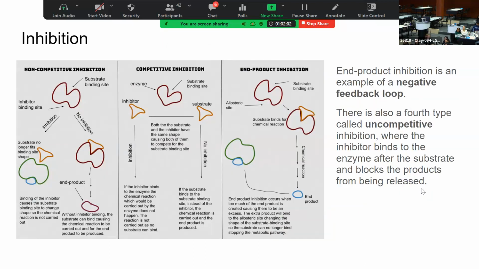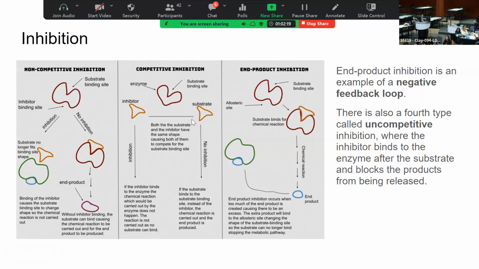Inhibition. This one's really important. Okay, listen up. So there's 4 types of inhibition. So you have non-competitive, which you can see here. There's something else that binds to a place that's not the active site, which changes the shape of the enzyme. You call this one here the allosteric site.